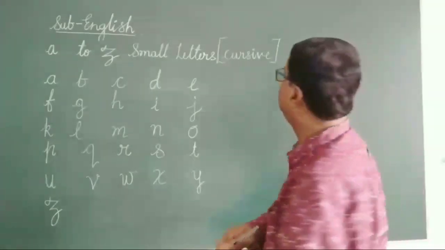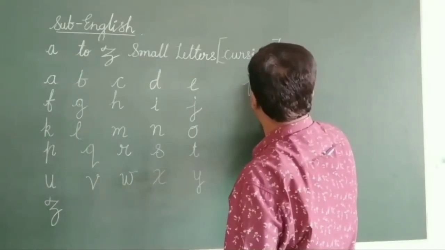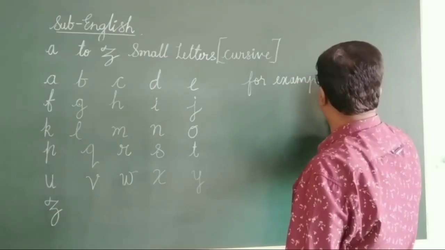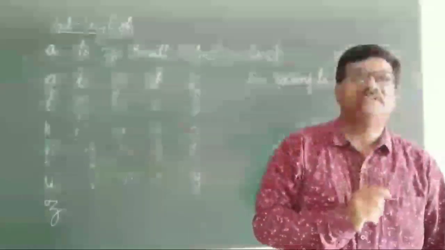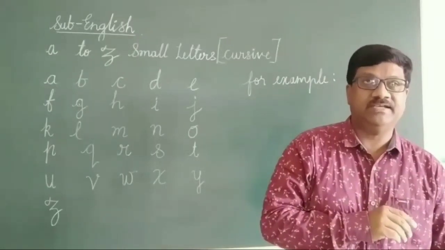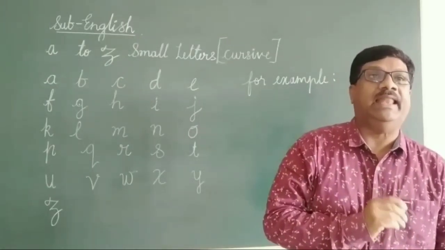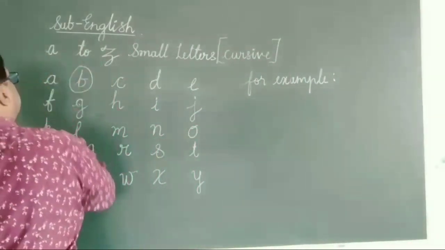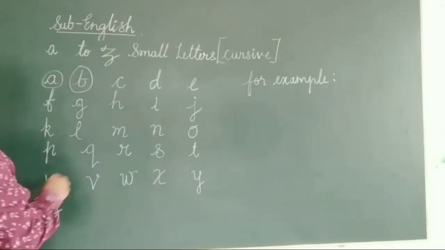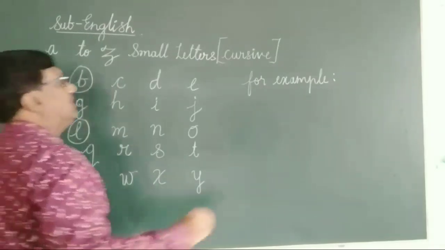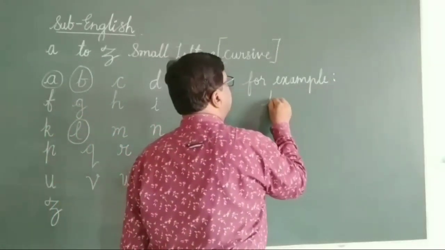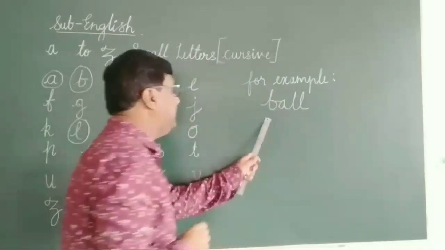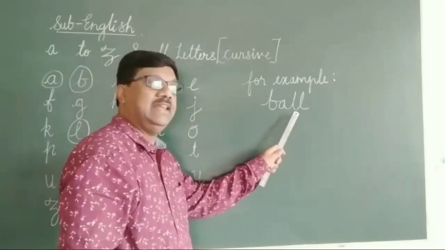For example, the first word is B-A-L-L, ball. B, A, double L, ball. Let's write B, A, double L, ball.